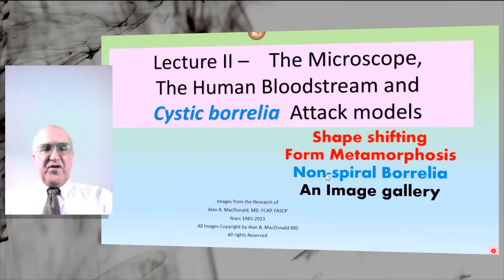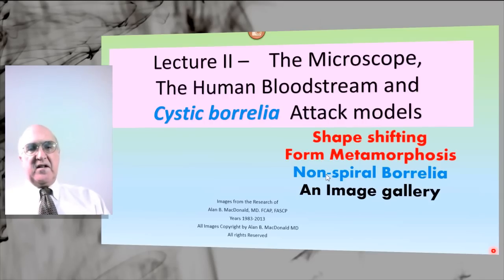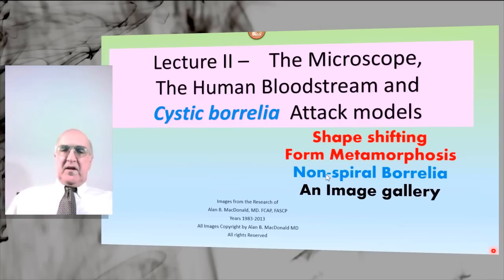Welcome. This is lecture number 2, and it's entitled The Microscope, the Human Bloodstream and Cystic Borrelia Attack Models, Shape-Shifting Form Metamorphosis, Non-Spiral Borrelia. It is a continuation of what we have covered in lecture 1, which is an introduction to the cystic forms of Borrelia, which are non-spiral, but which are real and which are not covered adequately in the textbooks.